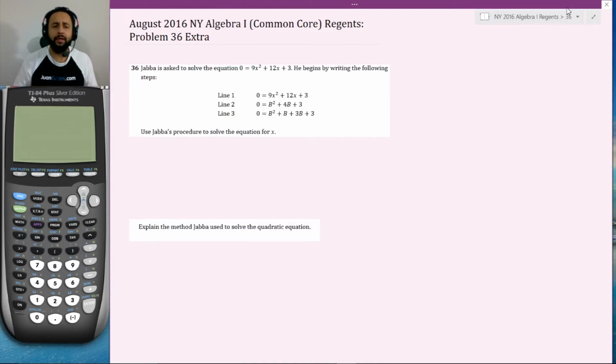Let's do this problem that we created here at JuanTutors. Java is asked to solve the equation 0 equals 9x squared plus 12x plus 3. He begins by writing the following steps. And again, I look at line 1, 2, and 3, and I see basically it looks like a substitution, something else going on in line 3. Okay, and then use Java's procedure to solve the equation for x, and then explain the method Java used to solve the quadratic equation.